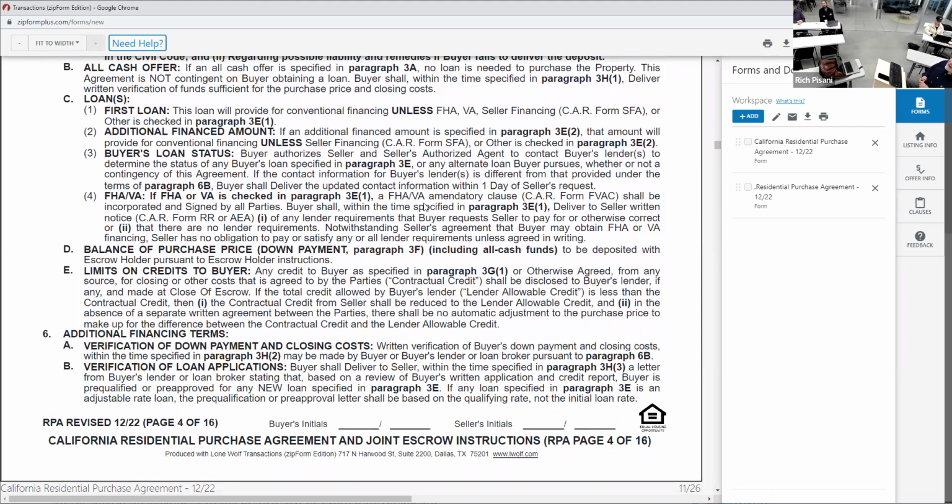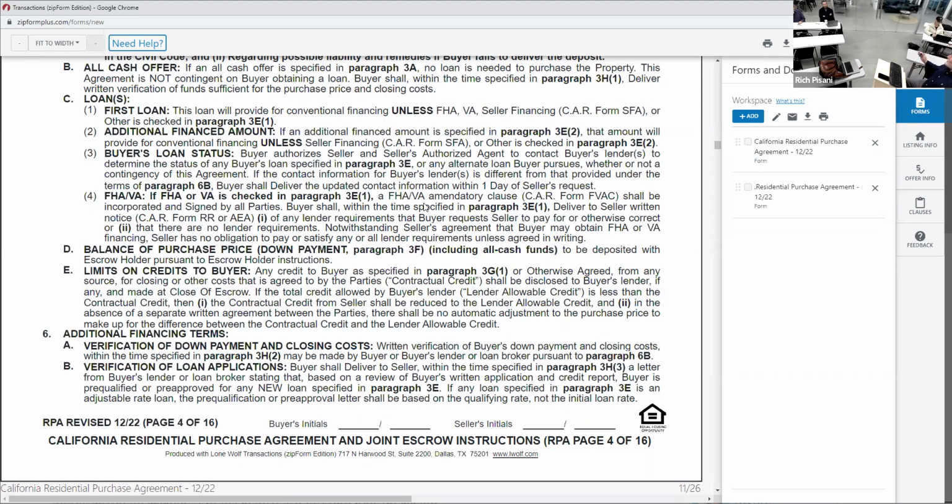Limits on credits to buyer. I said make your lender your friend, because there are limits on credits. On a $450,000 property, coming back with a credit of $100,000 because so much is wrong with this property. Guess what? The lender isn't going to approve $100,000 on a $450,000. They're not going to allow that to happen. Usually it's between 3% and 6%.